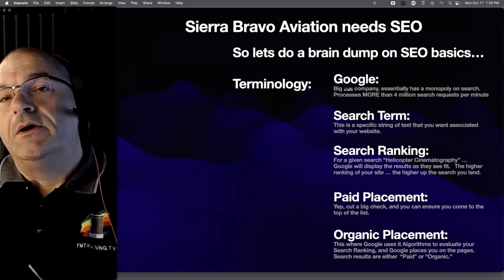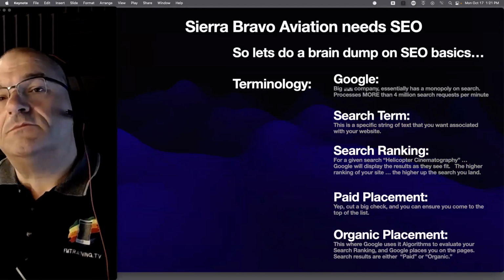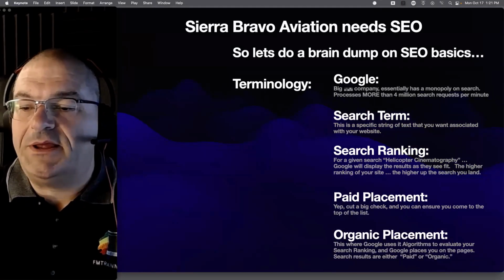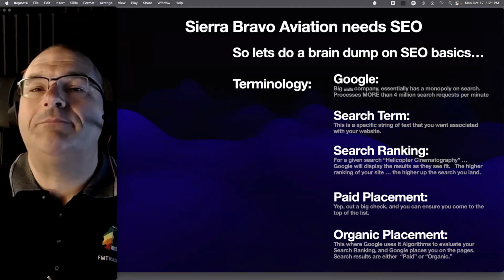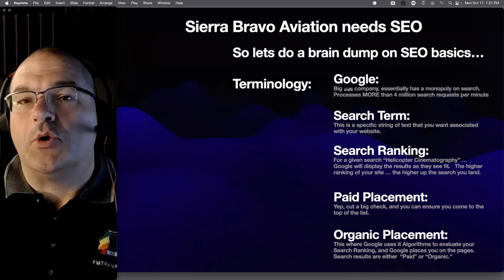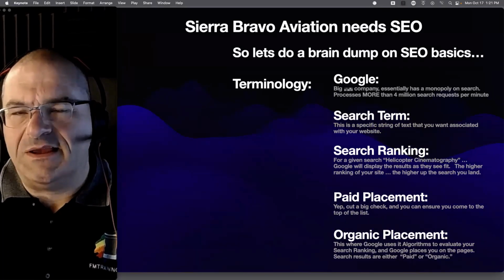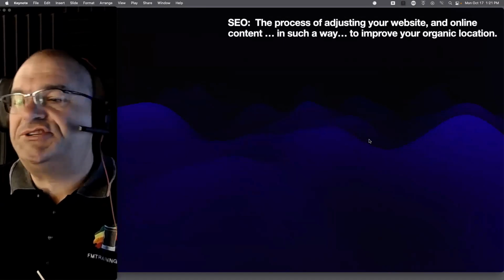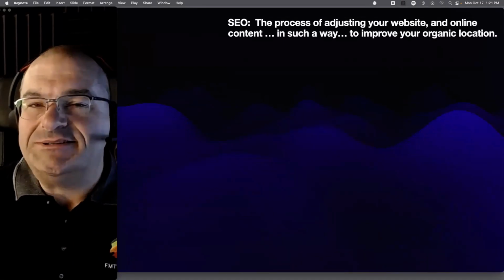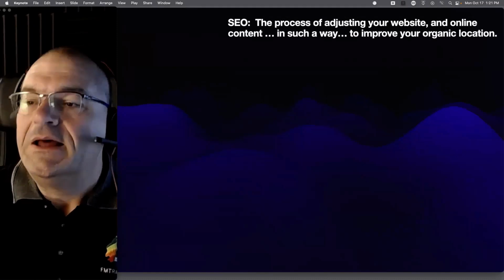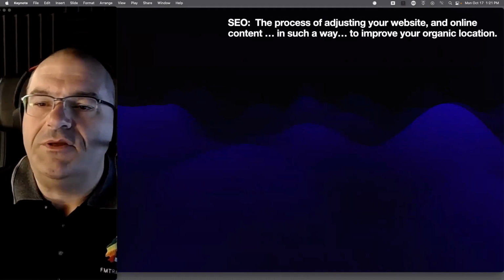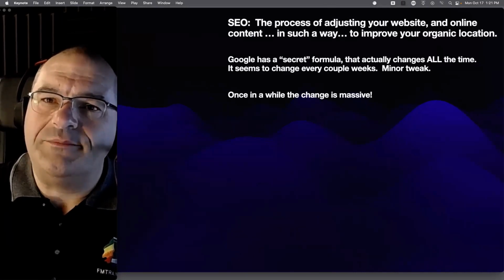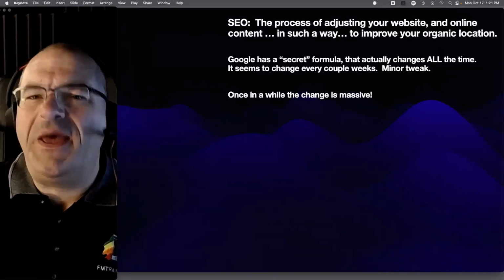So if you type FileMaker training, right, where does RCC come up? And so you have a choice between paid placement and organic placement. Realistically, both are going to take time and or money. It can be one or the other, it depends on what you have, right? So SEO is the process of adjusting your website and your online content in such a way to improve your organic placement, right? You can get into a conversation about trying to do more with paid, because paid gets very complicated.